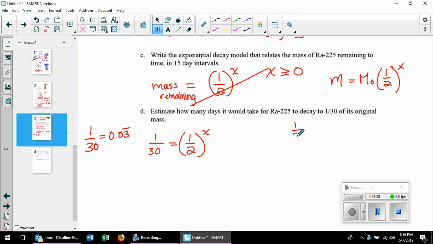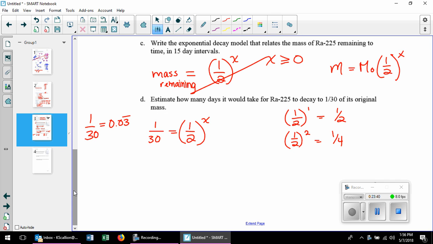So I know that 1/2 to the exponent 1 is 1/2. I know 1/2 to the exponent 2 is 1/4. I'm still nowhere close. Anybody want to give me a number? Your knowledge of base 2 exponents. Go through them in your head. 2 to the exponent 2 is 4. 2 to the exponent 3 is 8. 16. 32. So if I had 1/2 to the exponent 5, that's 1/32.